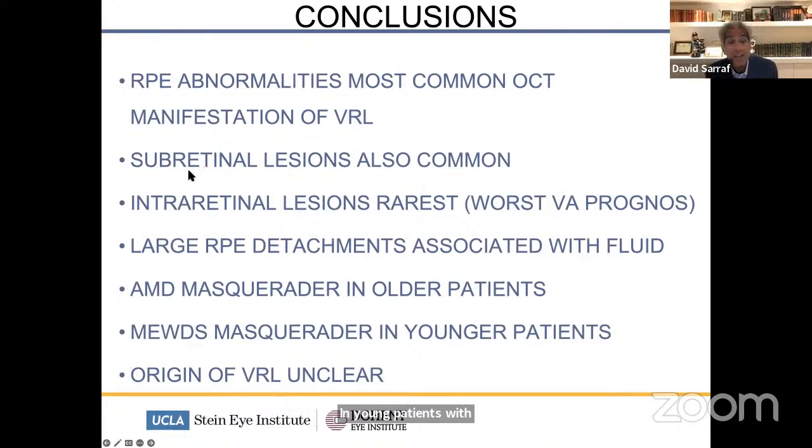The fact that these lesions are most common in the RPE and subretinal compartment would indicate perhaps actually that vitreoretinal lymphoma is originating from the choroid, but that still requires further investigation.